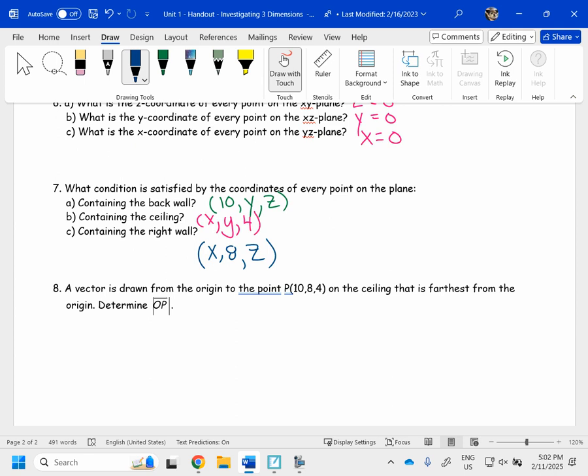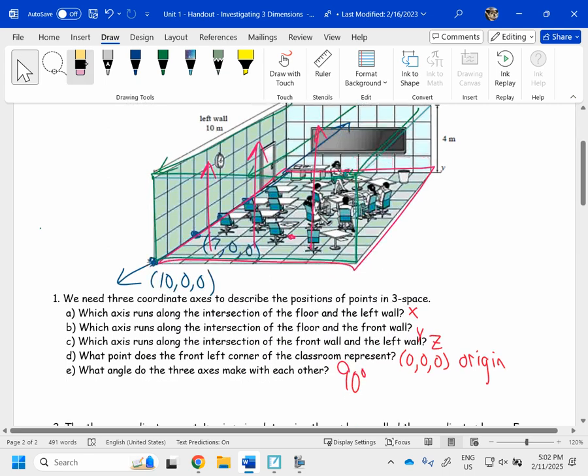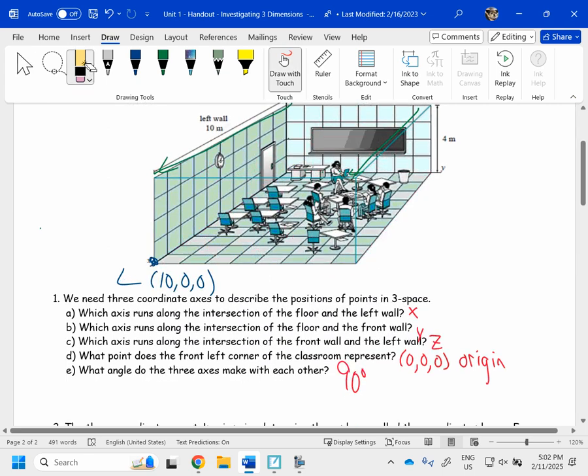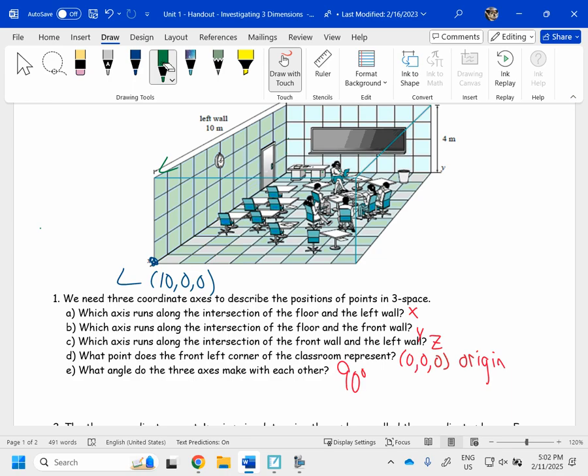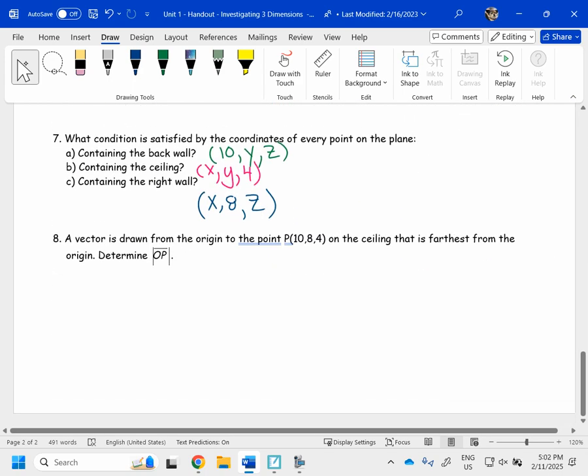Okay, last but not least, going back to our idea of components again, let's say we draw a vector from the origin to the point 10, 8, 4, which is the point on the ceiling furthest from the origin. So in our room, where is that? Let's get rid of some stuff again here. I'm going from the origin, that's right here, to the furthest possible point from there, which in the picture is actually right there. Doesn't look very far, but you're having to think three-dimensionally in our classroom. The bottom left corner of our room to the back right corner of our room. And what does it want me to find here? It wants me to find the length, the magnitude, the size of OP.